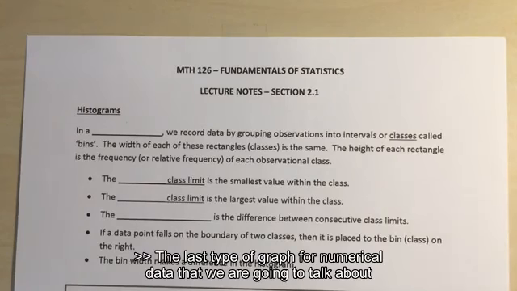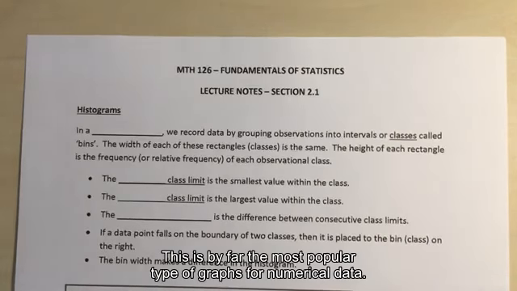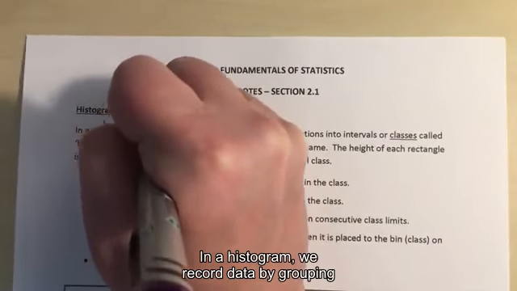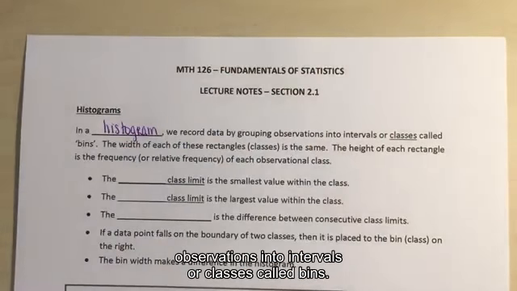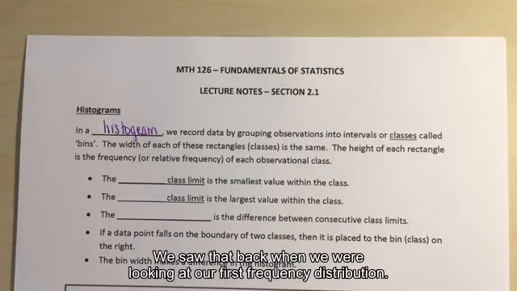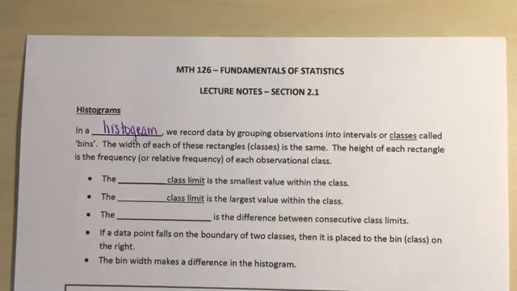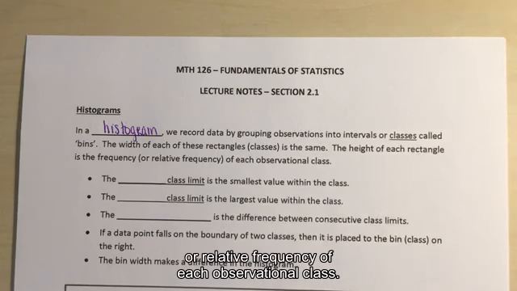Right, the last type of graph for numerical data that we are going to talk about is the histogram. This is by far the most popular type of graph for numerical data. In a histogram, we record data by grouping observations into intervals or classes called bins. We saw that back when we were looking at our first frequency distribution. The width of each of these rectangles or classes is the same. The height of each rectangle is the frequency or relative frequency of each observational class.